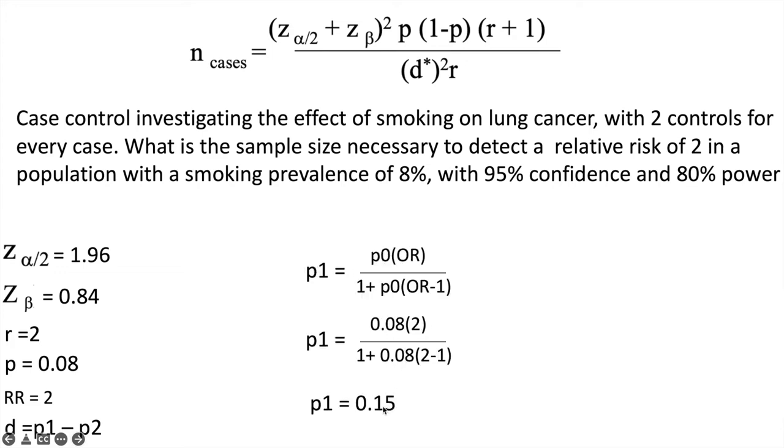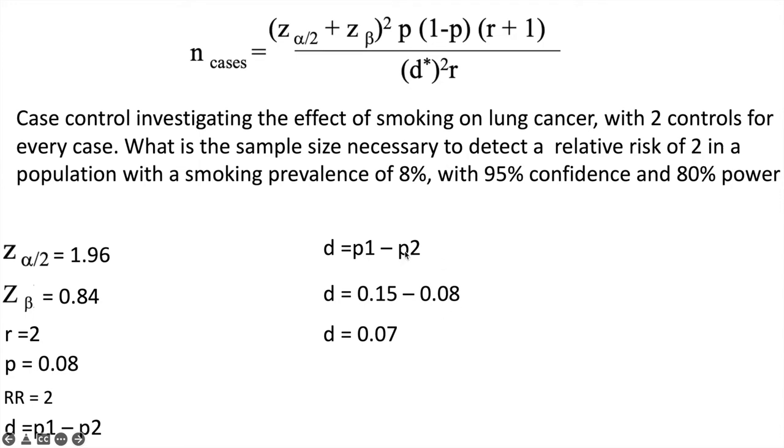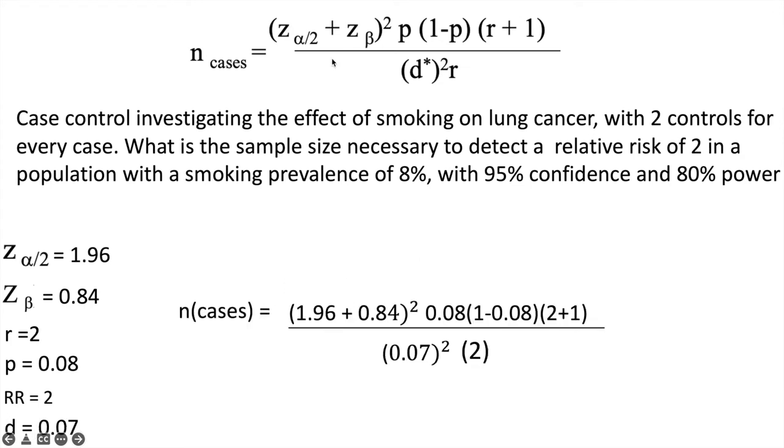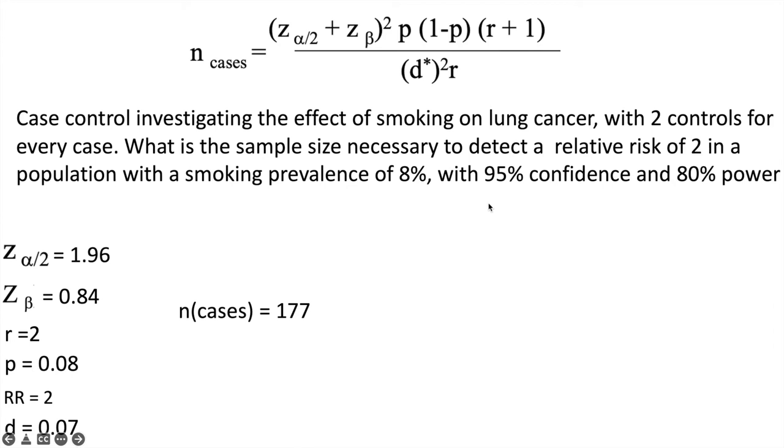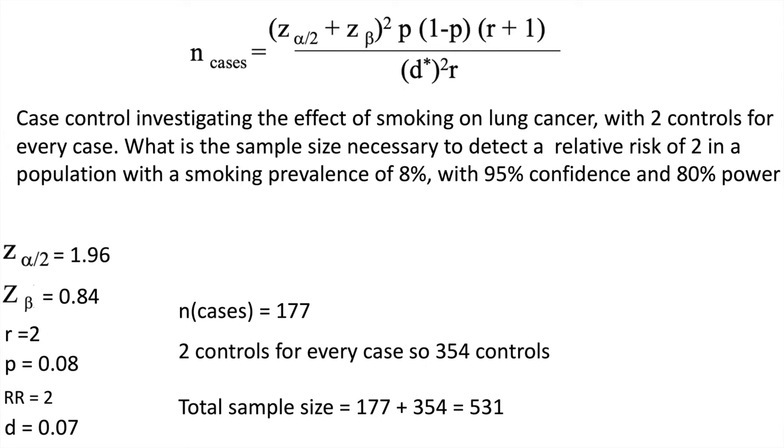So we had 0.015 as P1 and 0.08 as P naught. So plugging all of that back into this equation, P here we have 0.08, 1 minus 0.08, and 2 plus 1. D here is 0.07, which we found before, and 2 here for R. Once we plug all that in, we come out to a number of cases as 177. But like I said before, that's the number of cases, and that's not the total of the population, so we know we need 2 controls for every case.